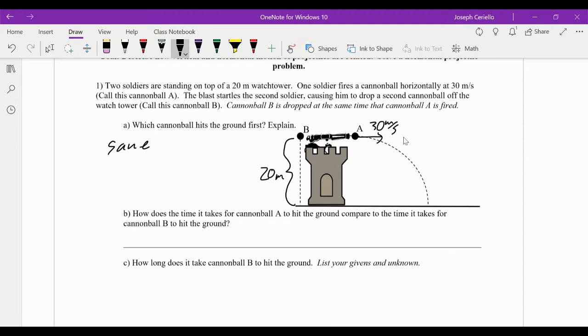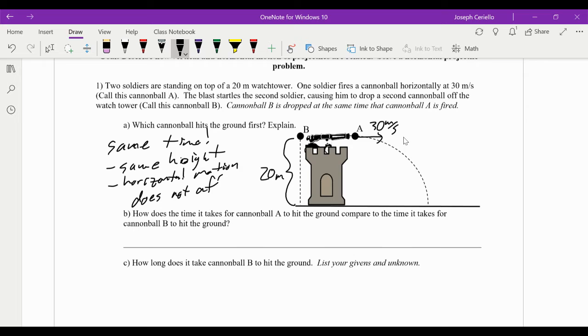Same time. Okay. Why? Well, they're the same height to start. And the fact that one is fired horizontally doesn't do anything. So we know that horizontal motion does not affect time of flight. Sorry, it's a little bit crammed in there.